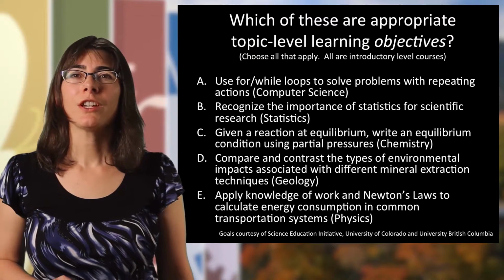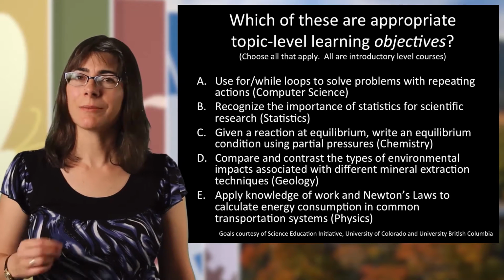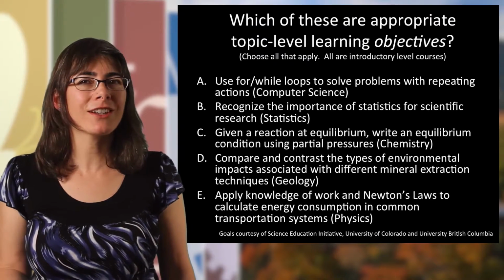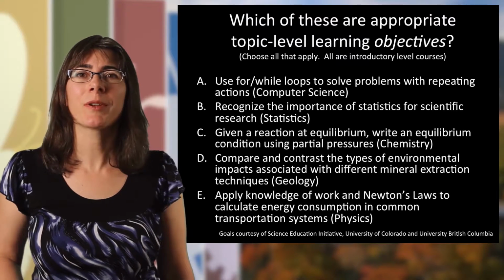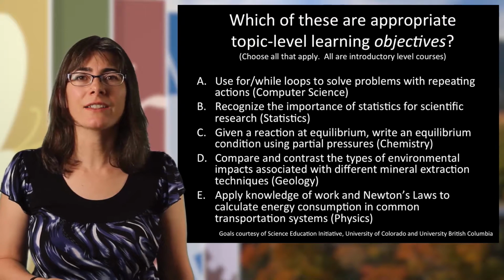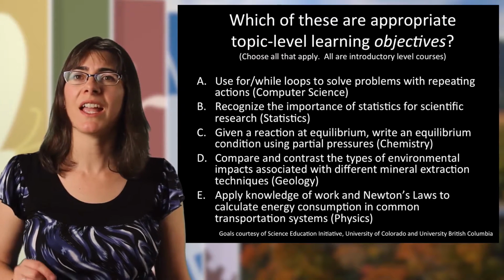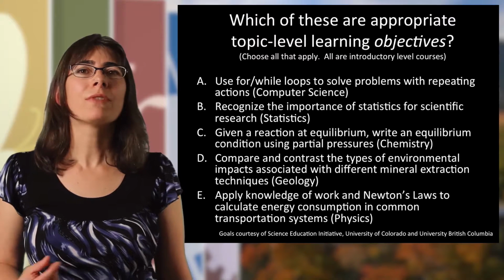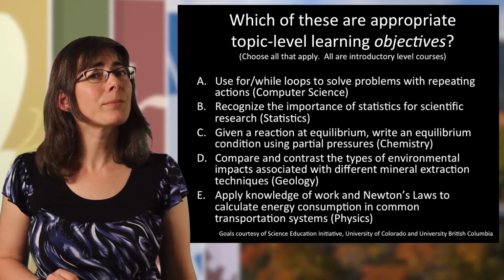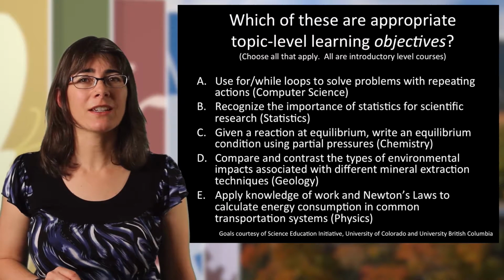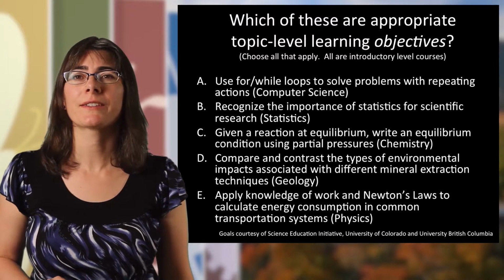So this first one, using for and while loops to solve problems with repeating actions. I'm not a computer scientist, but I can imagine in a course learning about for and while loops in a couple of class periods or something like that. And it's a nicely articulated goal. So I'd say that's a topic level learning objective. So A is. What about B? Recognize the importance of statistics for scientific research. I think that's bigger than a particular topic. That's something it would take several different units to get to. So I don't think B is.